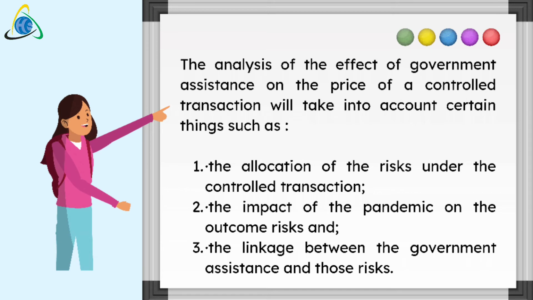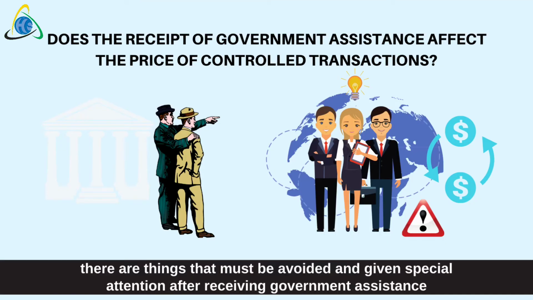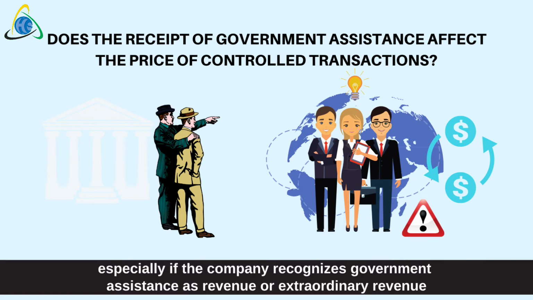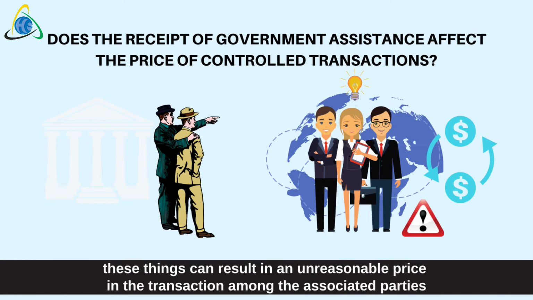The analysis of the effect of government assistance on the price of controlled transactions will take into account certain things such as: first, the allocation of the risk under the controlled transaction. Second, the impact of the pandemic on the outcome risk. Third, the linkage between the government assistance and those risks. There are things that must be avoided and given special attention after receiving government assistance, especially if the company recognizes government assistance as revenue or extraordinary revenue. These things can result in an unreasonable price in a transaction among the associated parties.